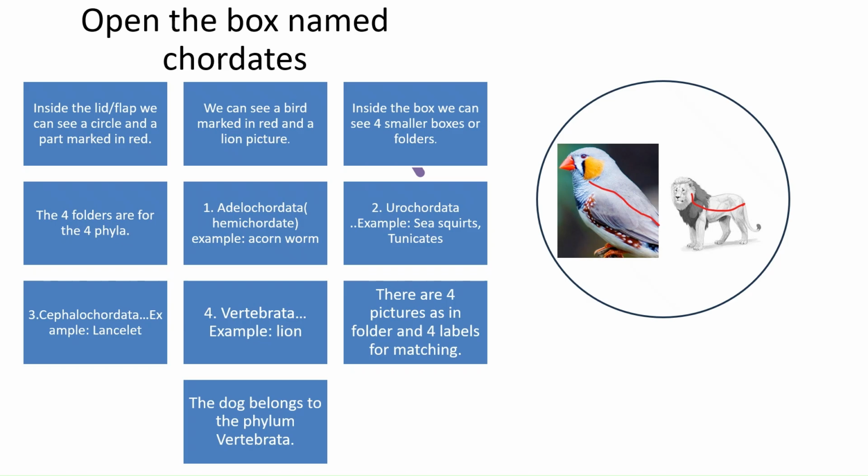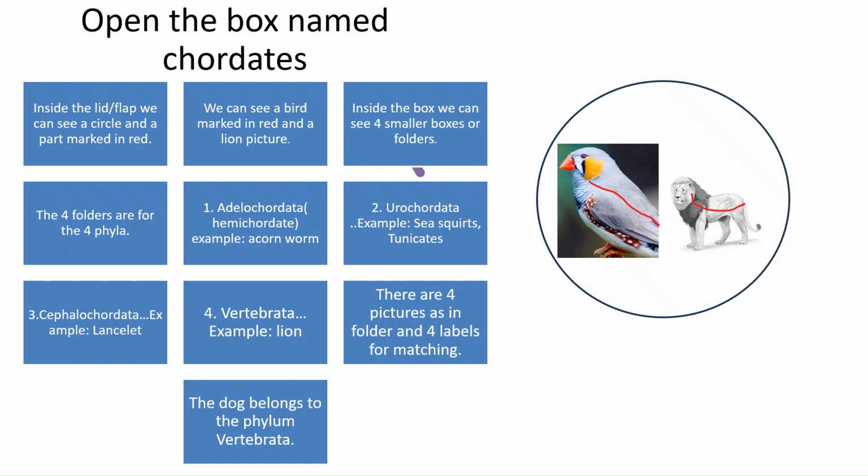Open the box named chordates. Inside the lid or the flap, we can see a circle and a part marked in red. We can see a bird marked in red and a lion picture. Inside the box, we can see four smaller boxes or folders. The four folders or boxes are for the four phyla.